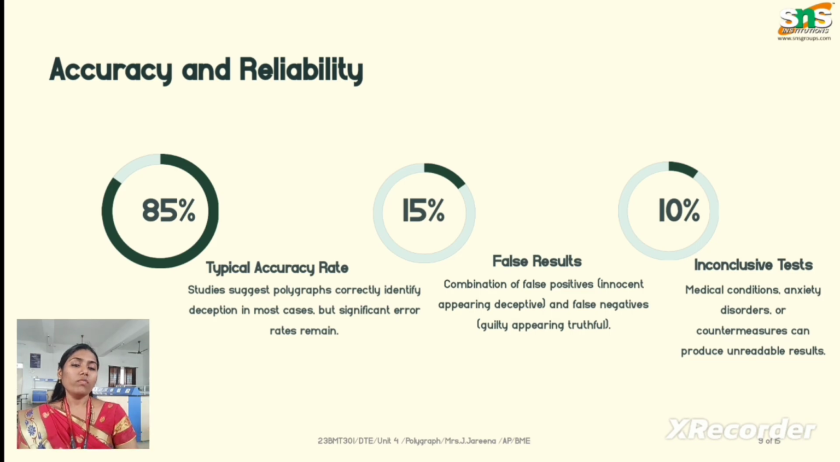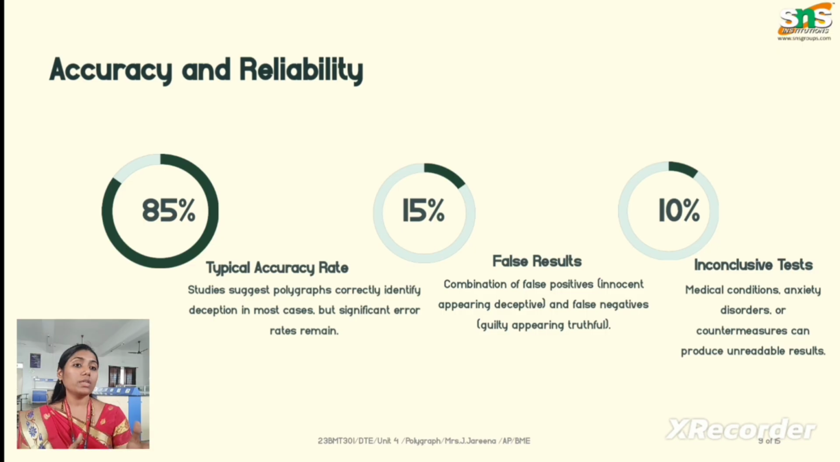So now we will talk about the accuracy and reliability of this polygraph device. The accuracy of this polygraph device is only 85 percent. The reason is that there is a chance of false results and inconclusive results, which account for 15 percent and 10 percent, because there is a chance of giving false positive results and also false negative results.